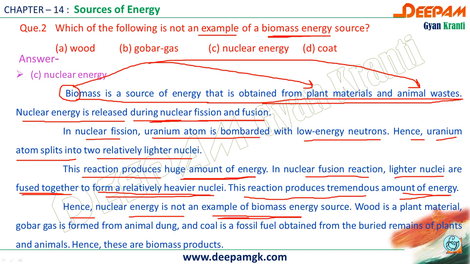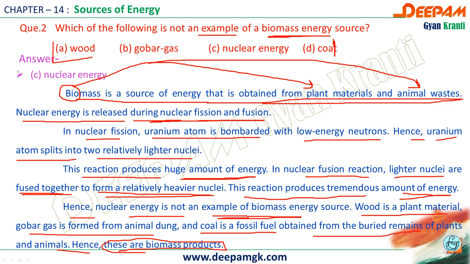You can understand from where we get nuclear energy. Wood is a plant material. Gobar gas is formed from animal dung. Coal is a fossil fuel obtained from the buried remains of plants and animals. Hence, these are biomass products, and that is why wood, gobar gas and coal are biomass. Only nuclear energy is not an example of biomass energy.